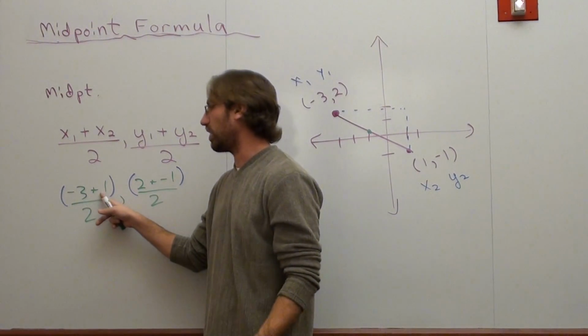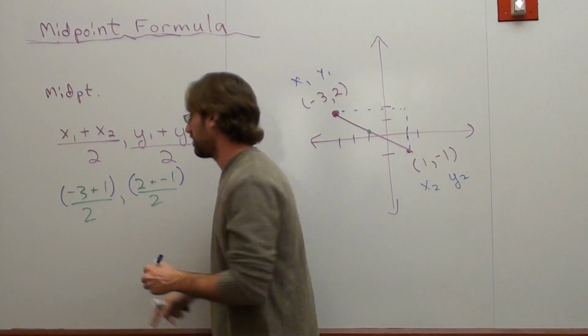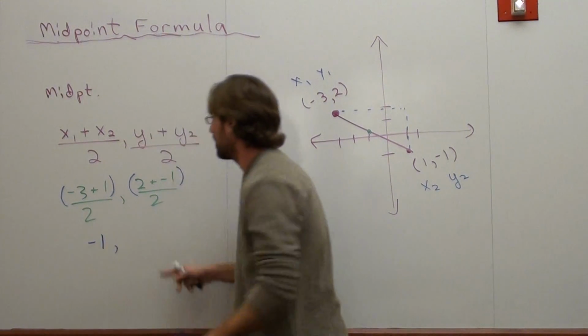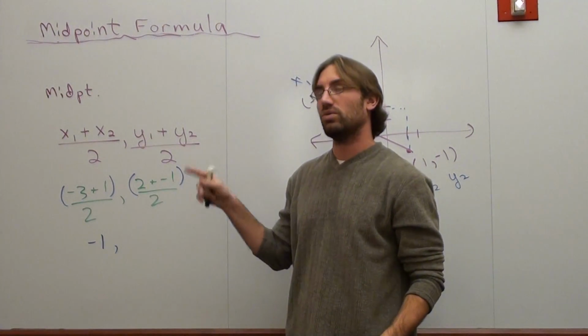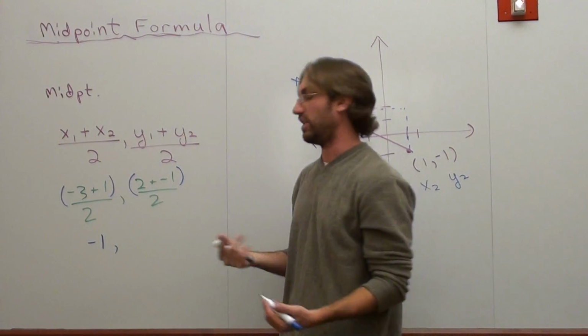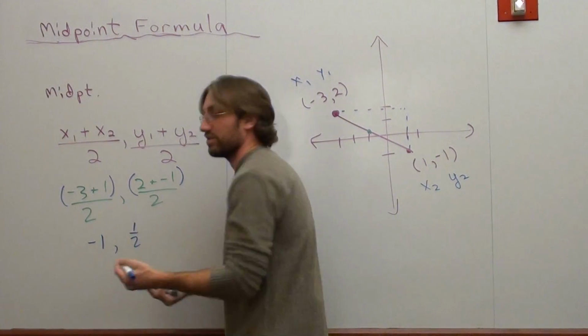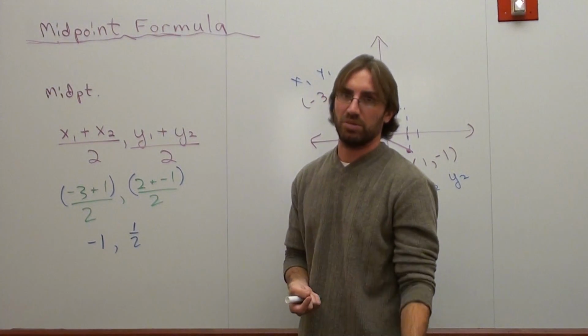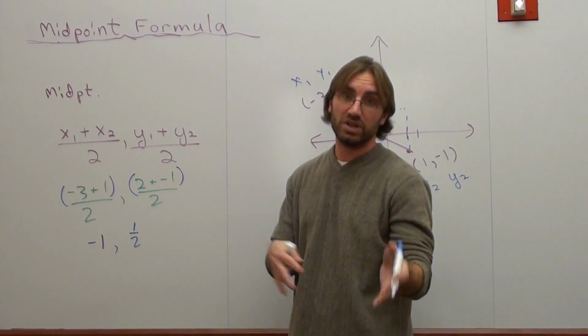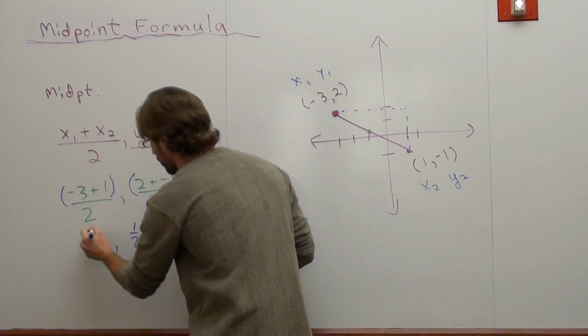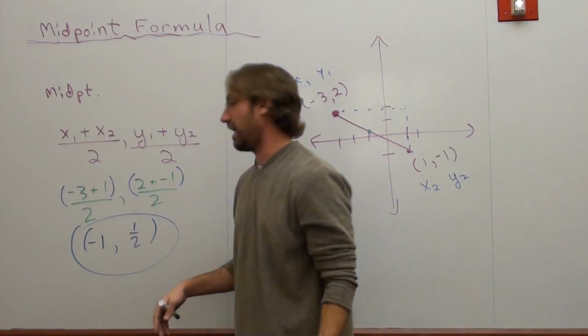So -3 plus 1 is -2. -2 divided by 2 is -1. 2 plus -1 is 1. 1 divided by 2 is 1/2 or 0.5. I'm going to leave it as a fraction. I wouldn't mark it wrong if somebody put 0.5, but maybe a different teacher would. So you always got to watch out for that. And your point is at -1, comma, half.